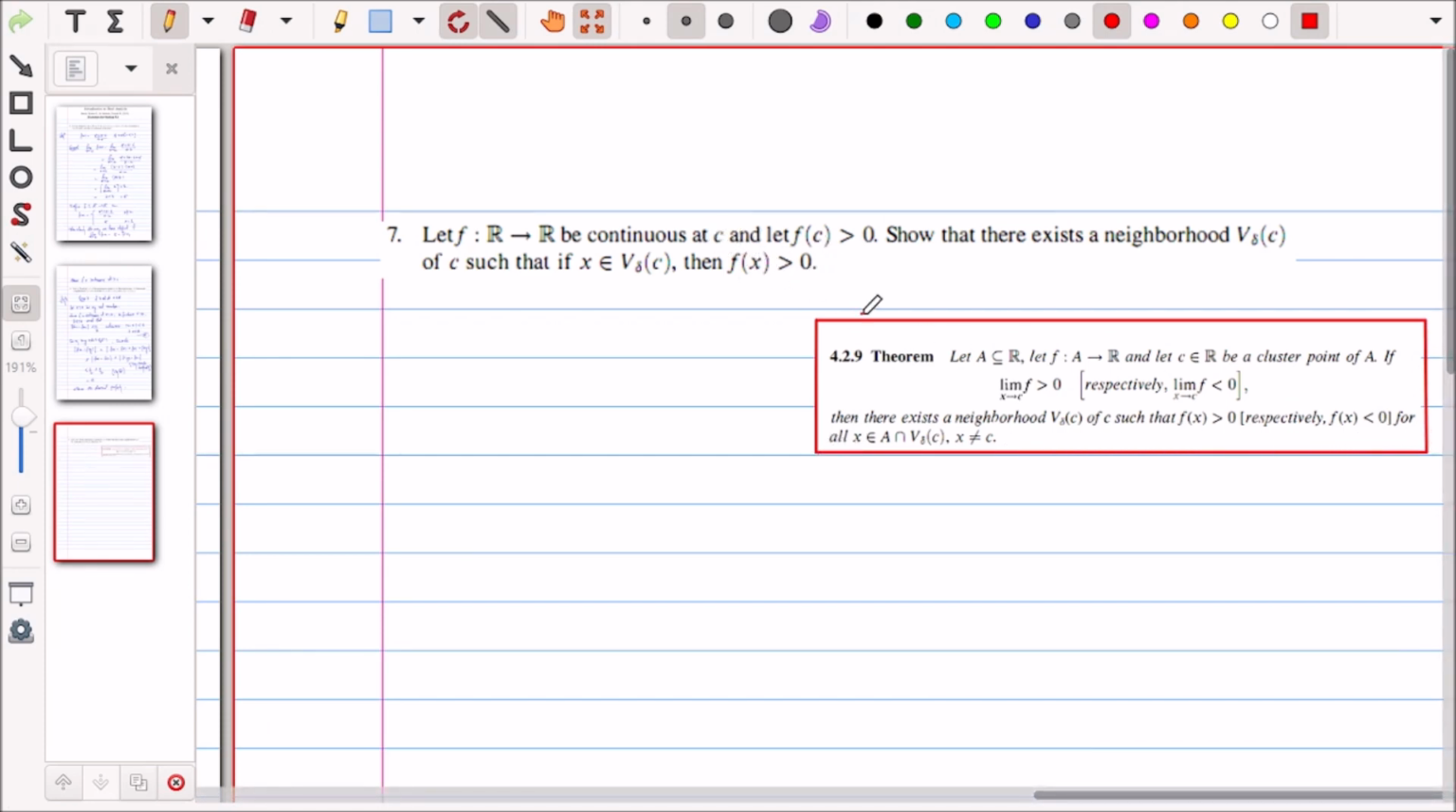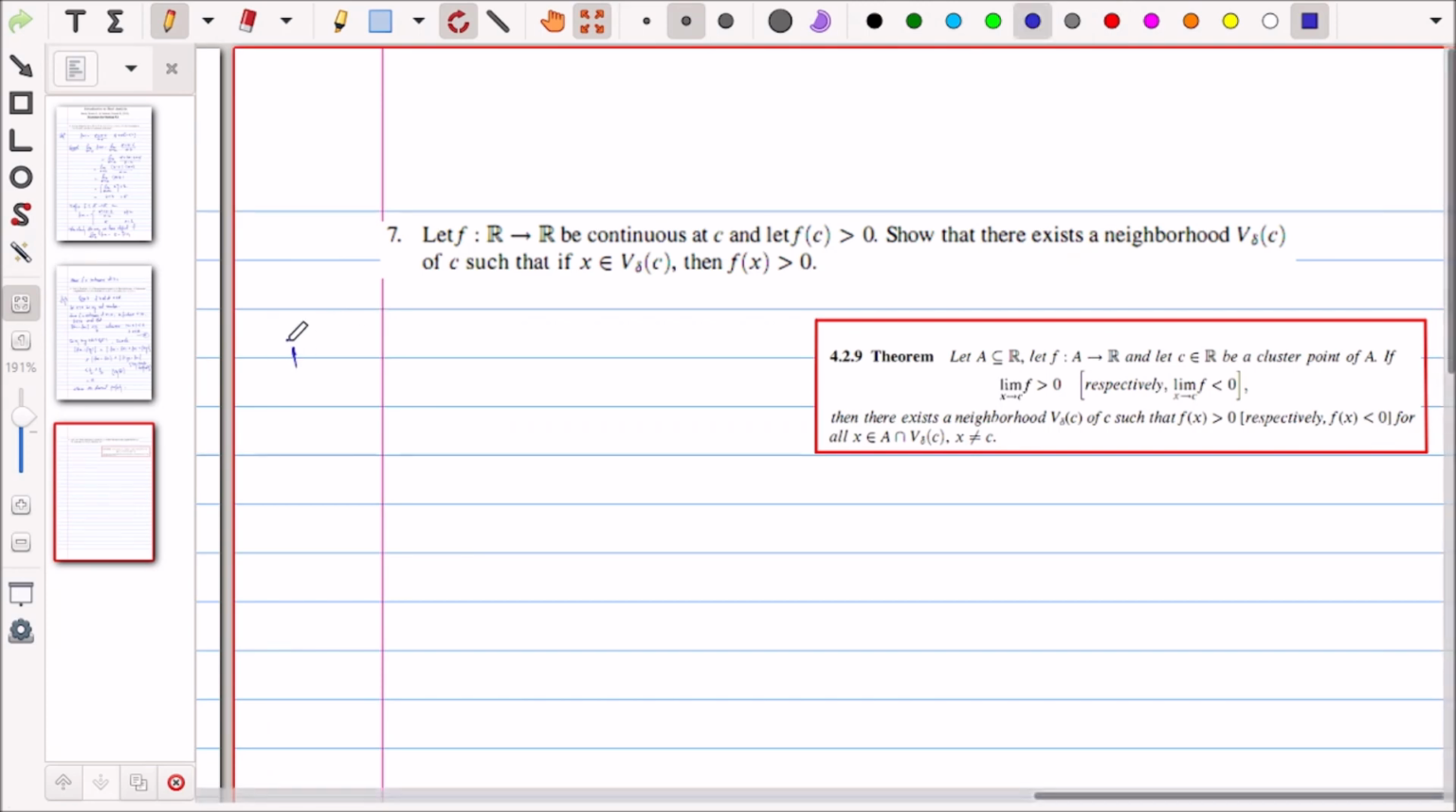Either you can copy the proof of this theorem here, because in this theorem we are given that f is a function from A to R, c is a cluster point, and the limit is positive. Because f is given to be continuous, limit x tends to c, fc is greater than 0, so then there exists a neighborhood such that fx is greater than 0 for all x belonging to A intersection V delta c. Here, in place of A we have the set of real numbers R, so we will have that for every point in this V delta c, fx is greater than 0. In fact, let us just write it.